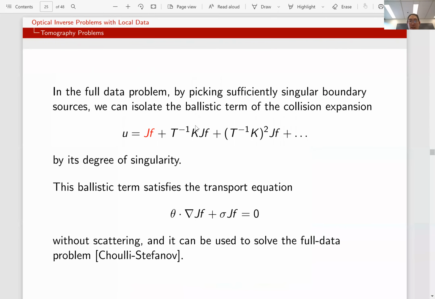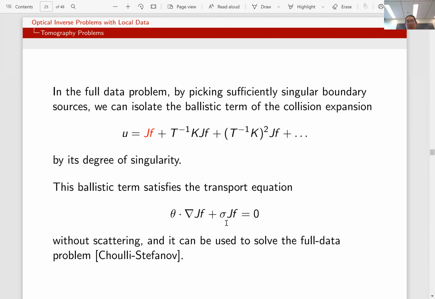And in the full data problem, this is exactly how you solve the tomography problem. Right? So in the full data problem, what you do is you pick a sufficiently singular boundary source. You isolate the ballistic term of the collision expansion by its degree of singularity. And then you say the ballistic term just satisfies the transport equation, theta dot grad JF plus sigma JF equals 0 with no scattering. So it just represents light that's traveled in a straight line with some absorption, but no scattering. And you can use this to solve the full data problem fairly easily once you've isolated this term. Because you're just looking at light that's traveling in straight lines with some attenuation.